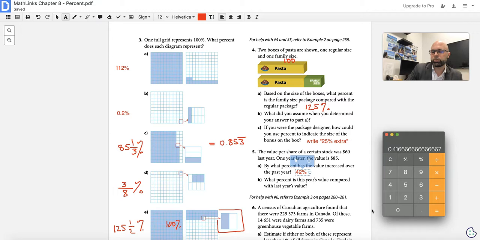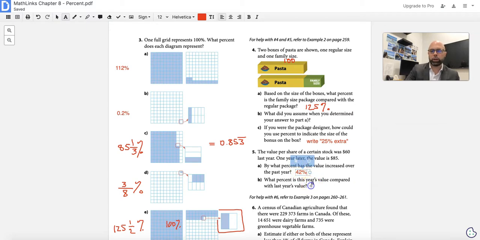Because it's almost 50%. By what percent is this year's value compared with last year's value? So, what is the total? We're going to say 85 divided by 60. I know it's so hard to remember which one comes first. That was kind of a no-brainer. But you're basically saying 100% plus the difference, so 142%.